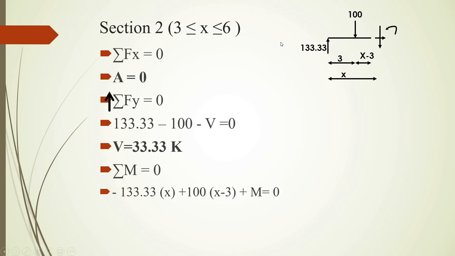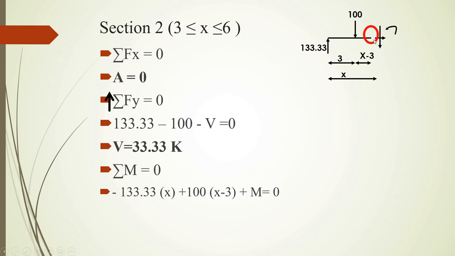Now I'll apply moment equation and I'll take moment about this point, the point where the section is being cut. The first force I get to see is 133.33 and x is the distance. So I'll use that, and since this is going clockwise, I'll put a negative sign. The next force I can see is 100 and this distance is x minus 3. So I'll plug in the distance, and since this is going counterclockwise, I'll put a positive sign, and then this internal moment has the counterclockwise direction, so I'll take it positive and the summation is 0.